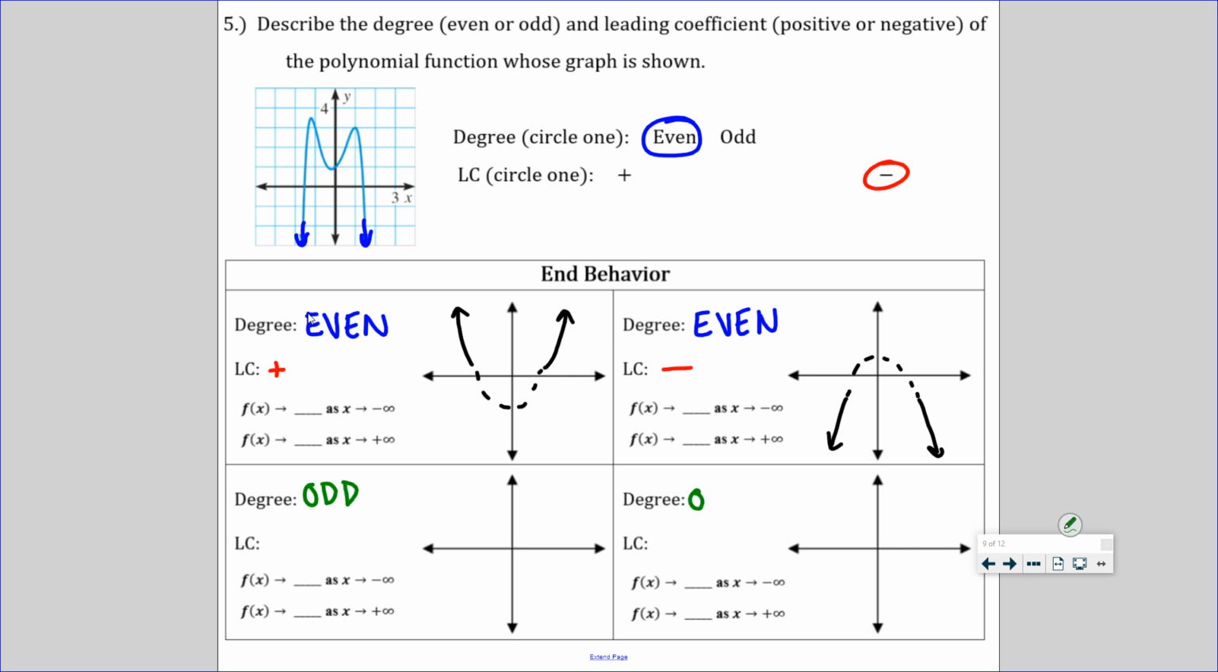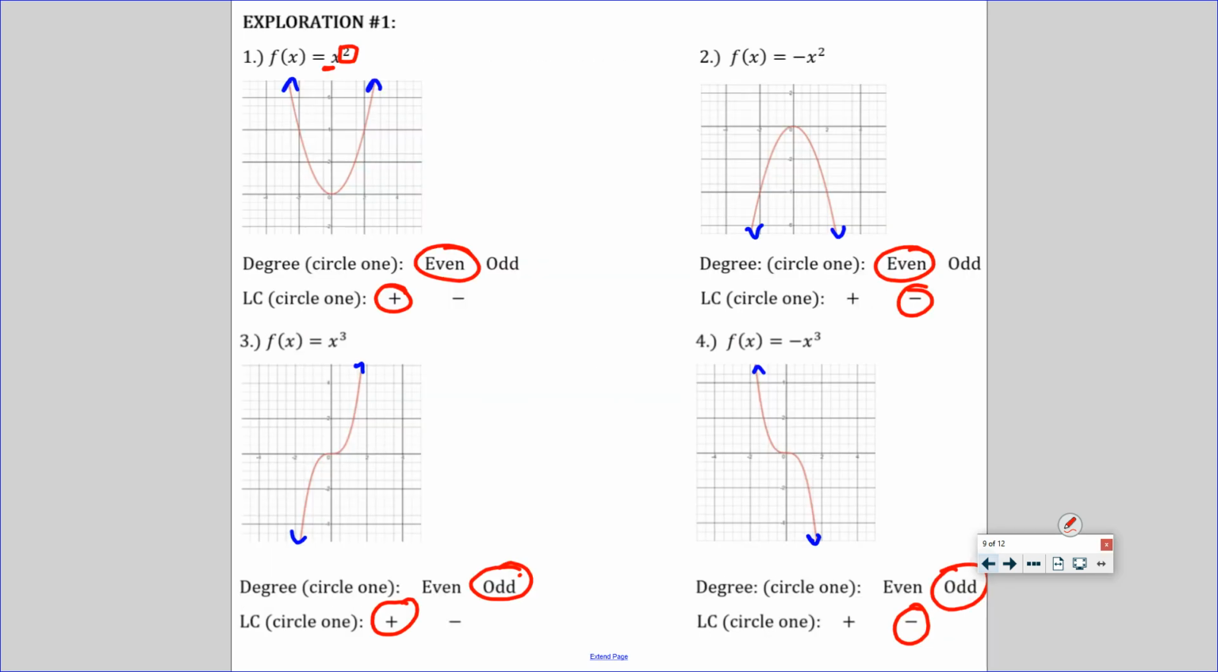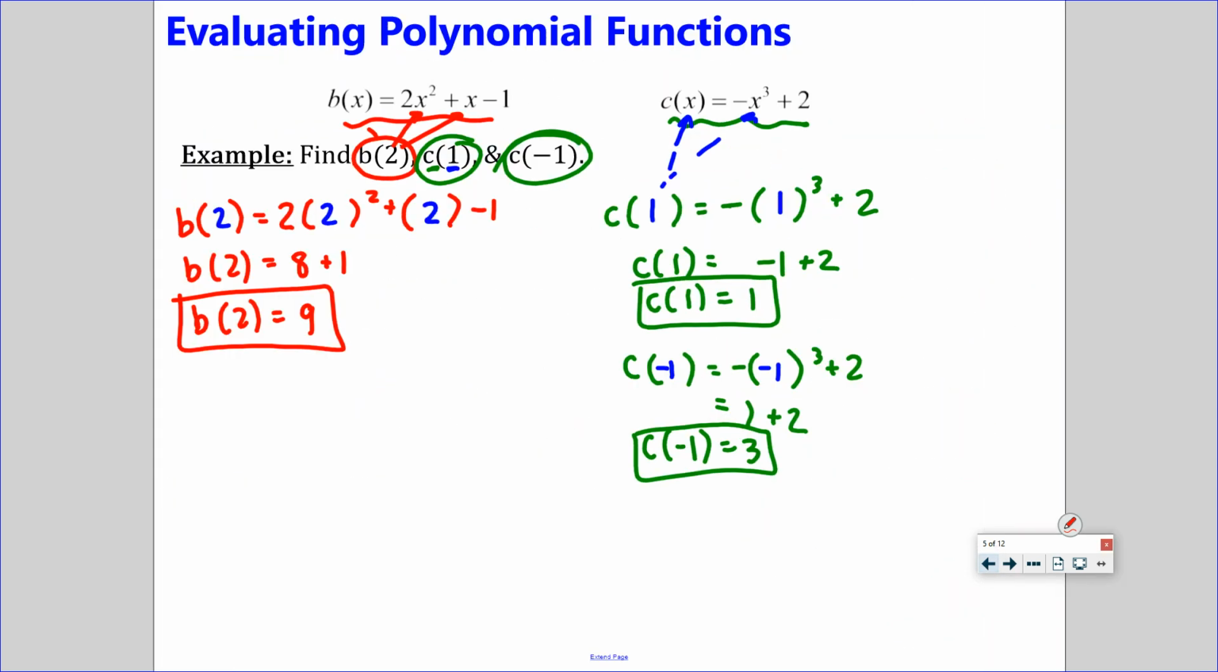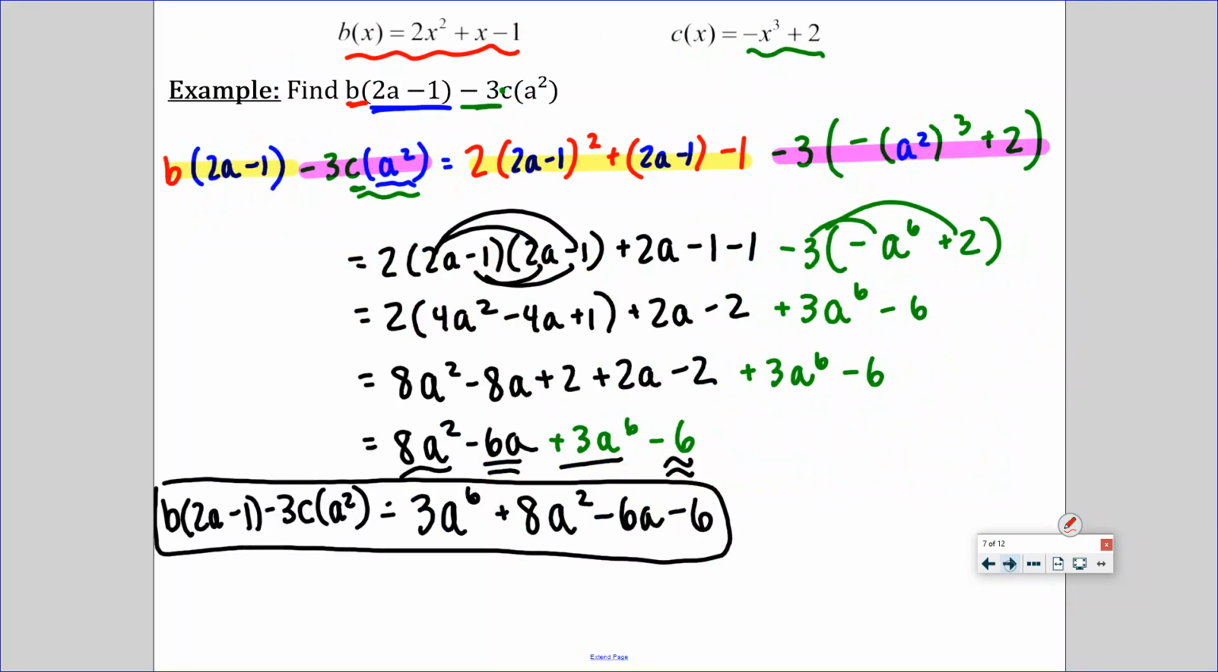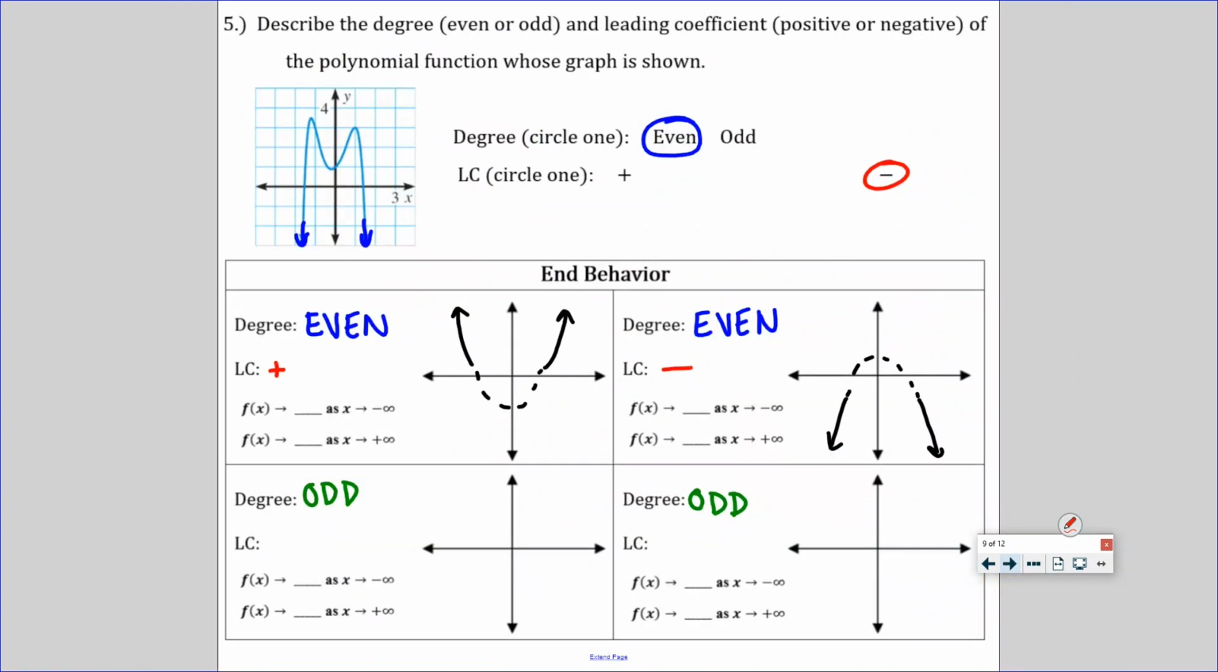Odd, they're going off in two different directions. Odd degree polynomial functions would be like 1, 3, 5, 7, 9, 11, 13. Any of those would be odd degree polynomial functions. So actually, a linear function, degree 1, is an odd degree polynomial function. And look at the ends. Aren't they always going off in two different directions, depending on whether the slope is positive or negative? So you can compare this to what you know about a line.